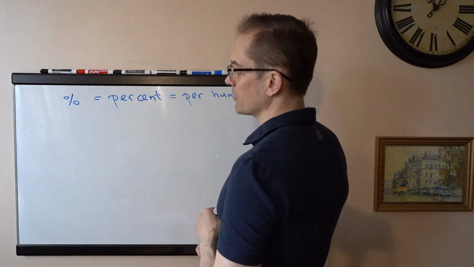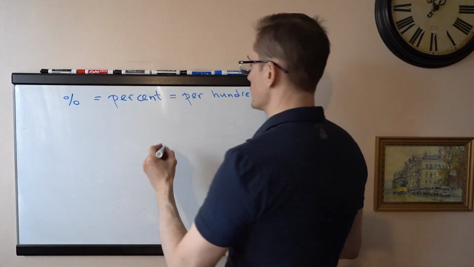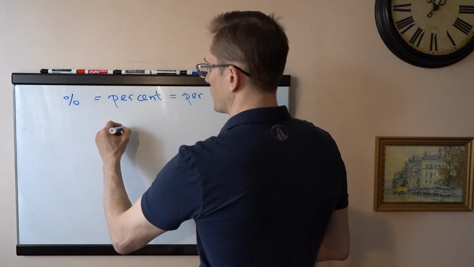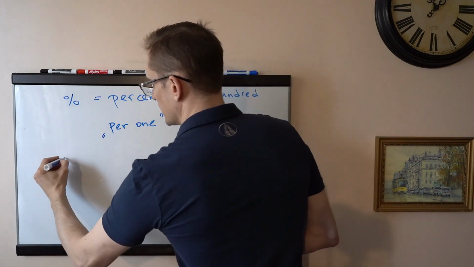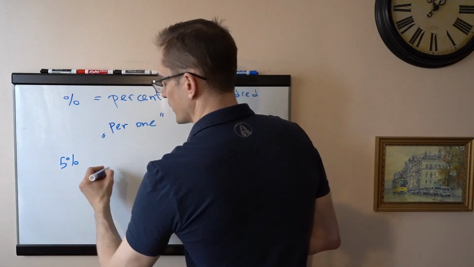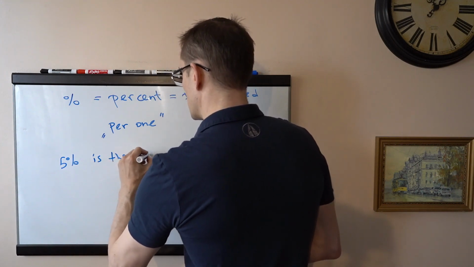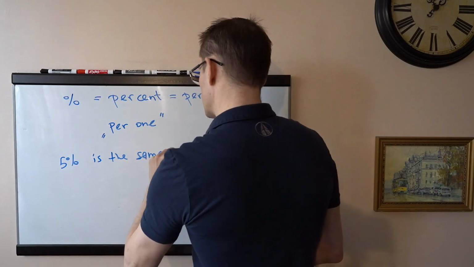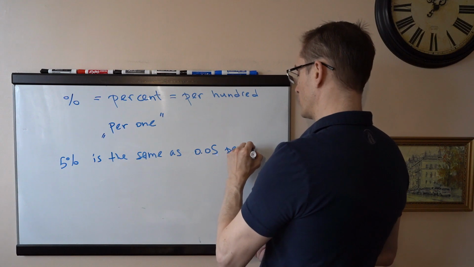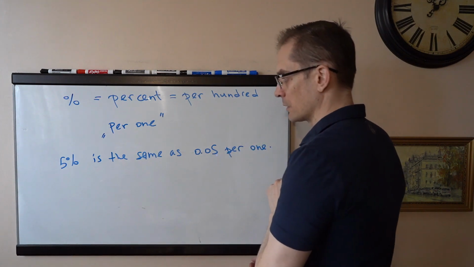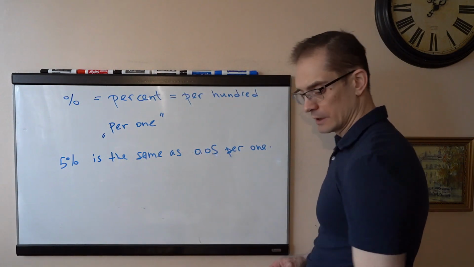However, in problem solving, it is much more convenient to move to another quantity, which is quantity per one. In this way, 5%, which is 5 per 100, is the same as 0.05 per 1. So we move from measurement per 100 to measurement per 1.